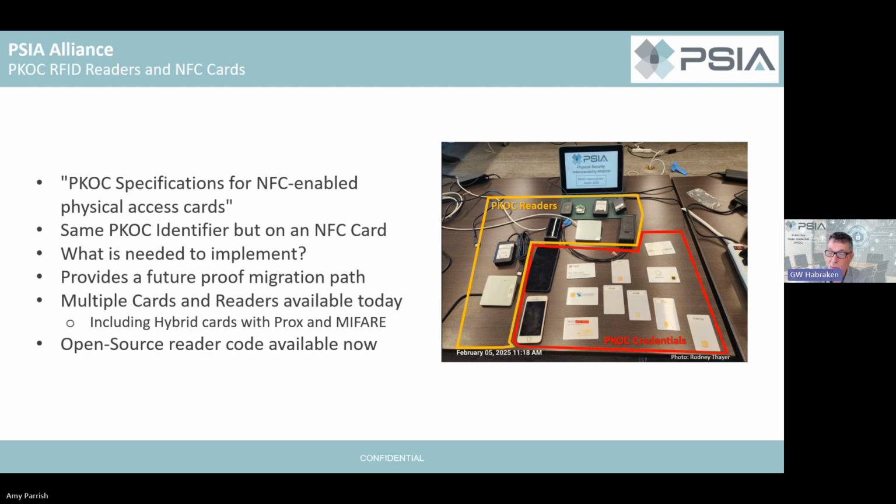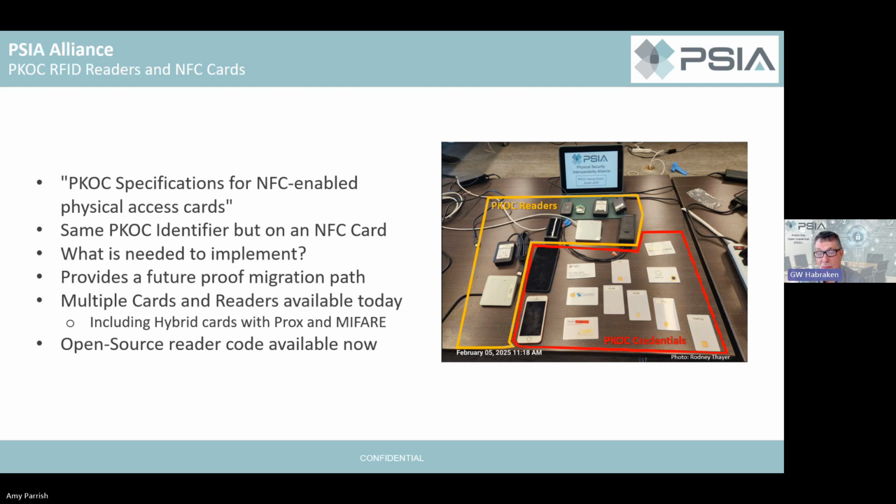So why do we want to implement PKOC on a card? PKOC provides us with a migration path. It is a migration path from legacy cards to public key-based authentication. And it does so while keeping things as much as possible the same for the end user. This is the modality that they're familiar with. This is what they know. It supports the same enrollment and identification processes, and it supports the same business model and logistics that we have today. So it's something that we can do today, push into the channel and make it work.